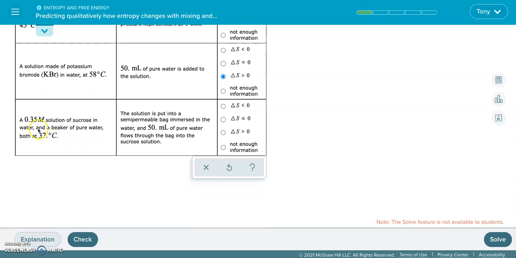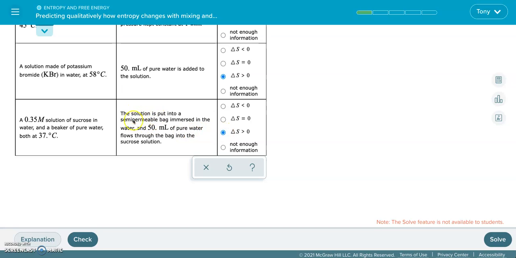All right, the last one here, a solution of sucrose in water and a beaker of pure water, both at 37 degrees. The solution is put into a semi-permeable bag. So this is similar to that reverse osmosis, the semi-permeable membrane. That is essentially how reverse osmosis works. And 50 milliliters of pure water, so we've got the pure water from the beaker, flows through the bag into the sucrose solution. So this is pretty interesting. In this case, from the point of view of the solution inside of the semi-permeable bag, the entropy will be increasing. And the reason for this is mixing.